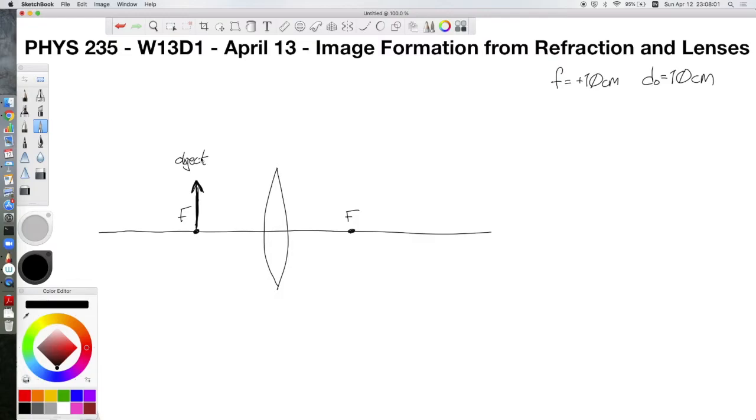So this time, let's look at a situation where the image is placed precisely on the focal point of a converging lens. We can still draw our rays here. The ray comes in parallel to the principal axis, will travel outward through the focal point. Our second ray, the ray that comes through the focal point, will pass outward through the focal length.